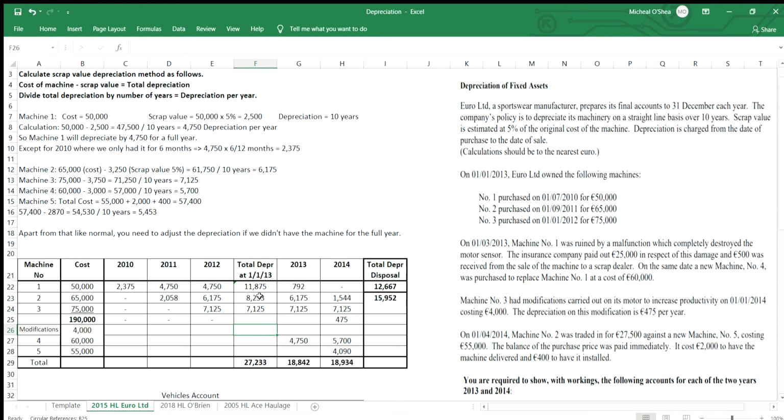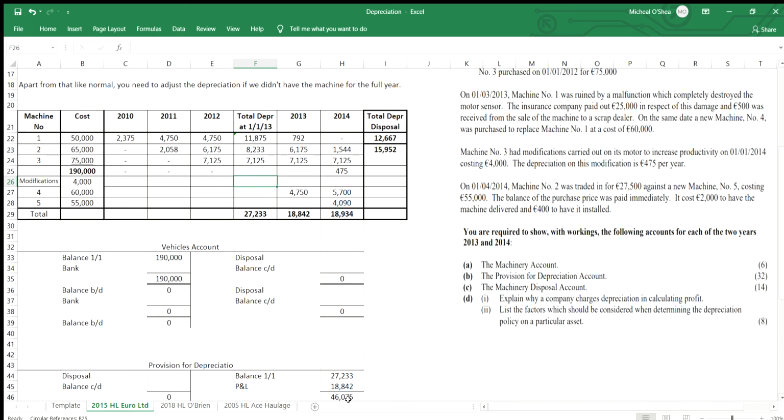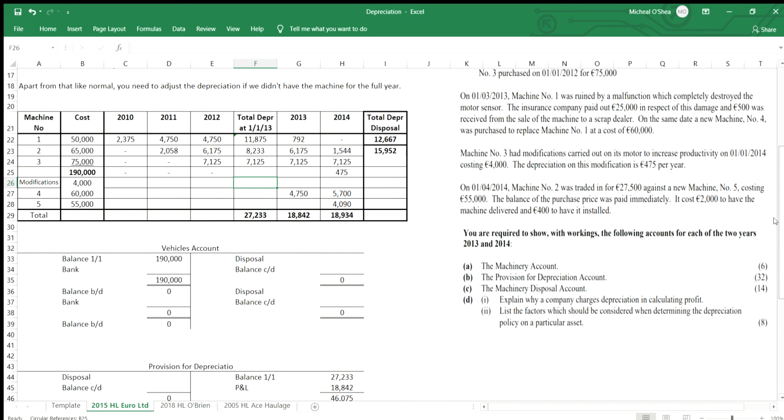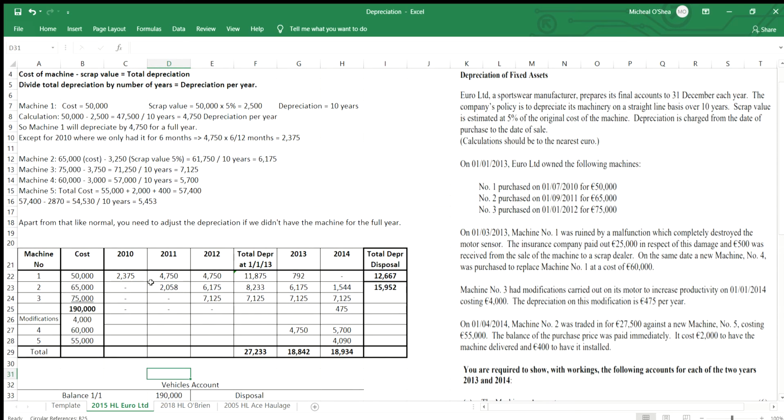If that's my total depreciation at the beginning of 2013, I'd be showing that as my balance. I also need my total cost. So my total cost of the three machines that I had at the beginning of 2013, that's why I moved that down. We didn't purchase the modifications until 2014. So these three that we purchased before the question starts are the total costs at the beginning of the question. Okay, so we've looked at the depreciation here for these guys.